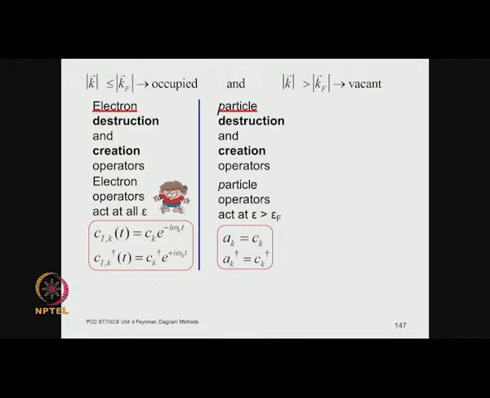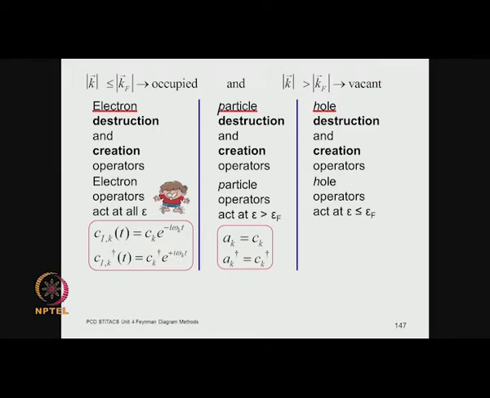Now, you also have the hole destruction and creation operators, and what are these? These are relevant below the Fermi level.